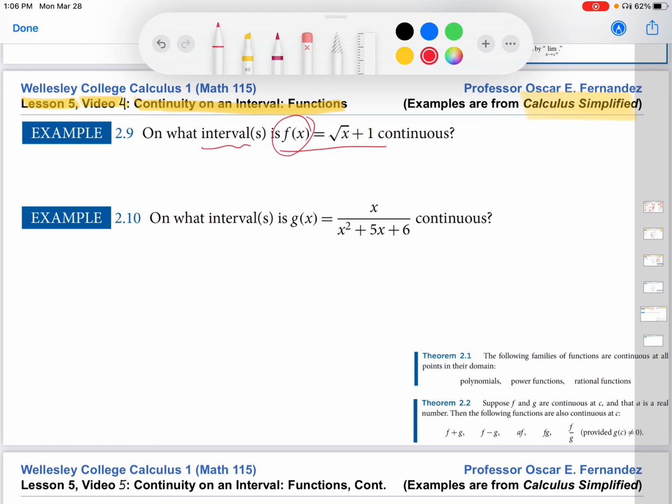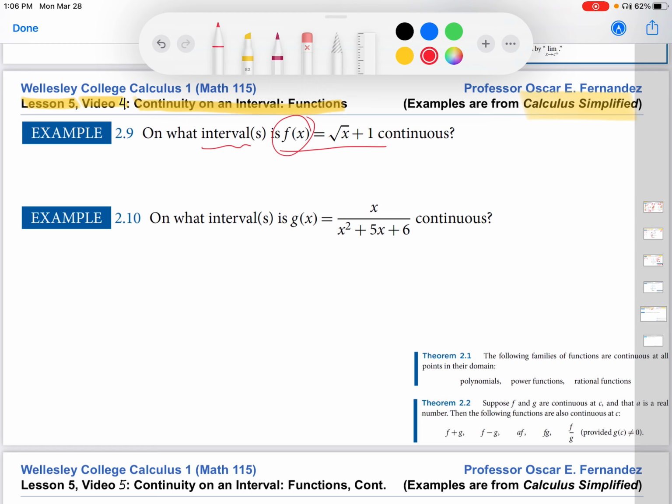We'll be talking about continuity on an interval here, and we'll be doing that by examining examples that give us the actual formula for the function. These examples are from Calculus Simplified, so let's take a look at the first one. It says, on what interval or intervals is f of x equals square root of x plus 1 continuous?